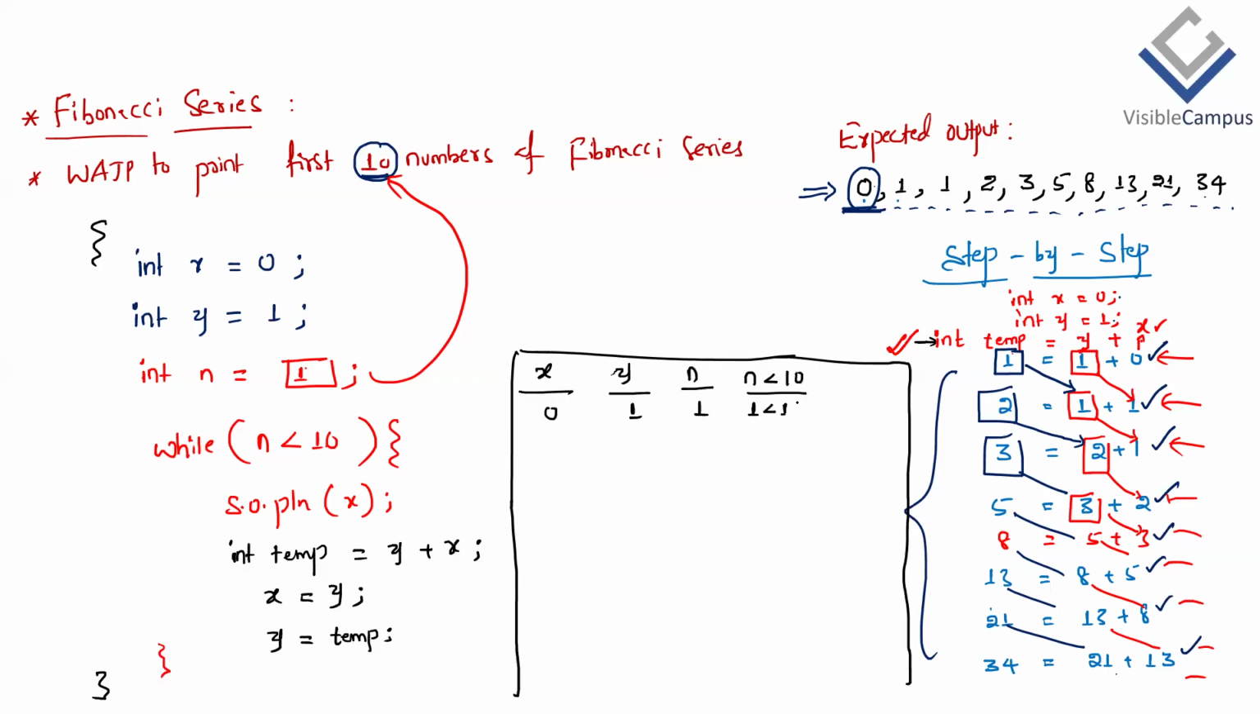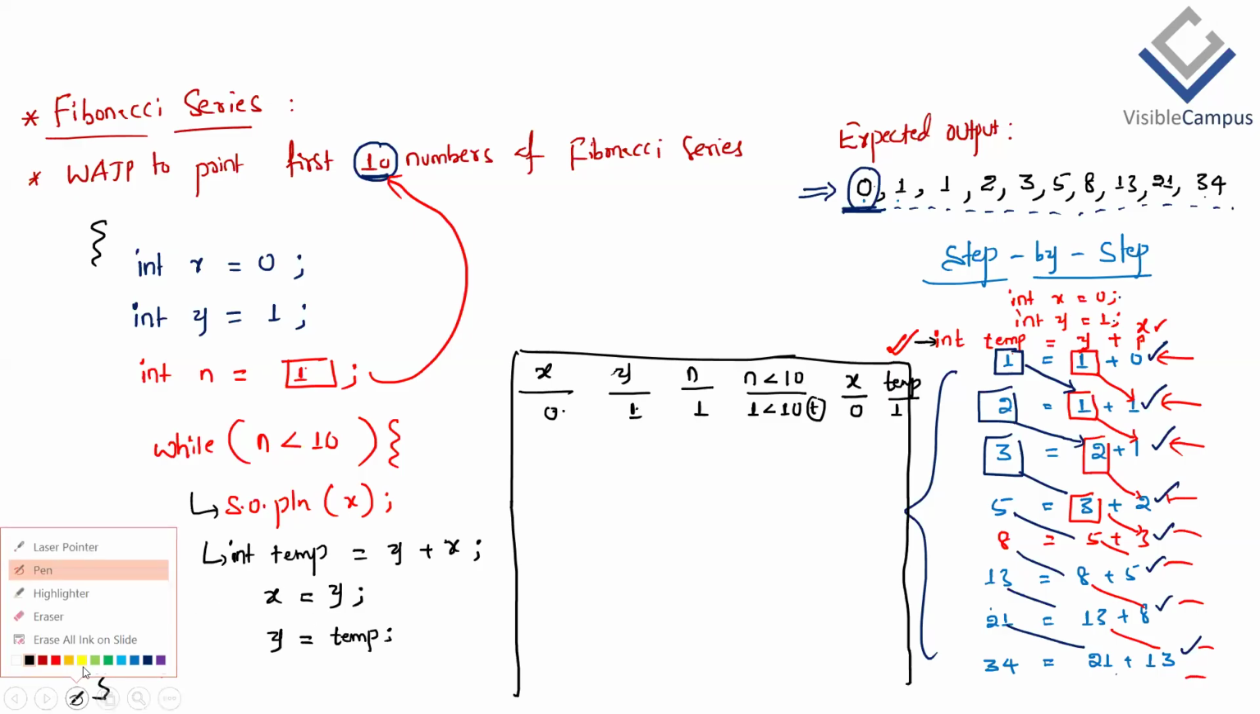True or false? True. Because it is true, JVM enters into the body and prints the variable called x. So this is the output. Every time the x value should be the output. What's the current x value? 0 is the output. Then JVM executes the temp. So here is a temp variable. What's the value? x plus y, 0 plus 1. How much? 1 is the temp value. This is the first time.